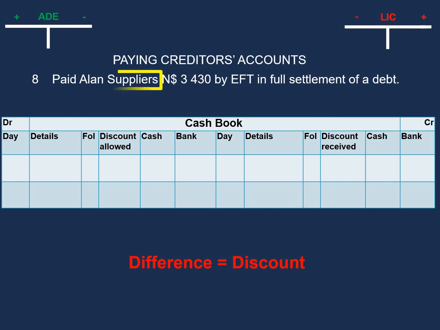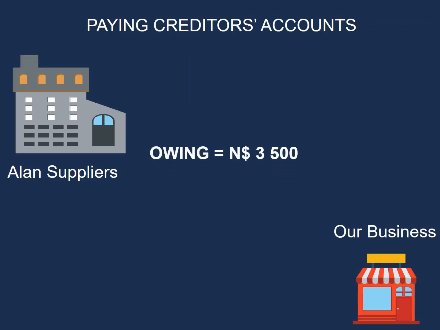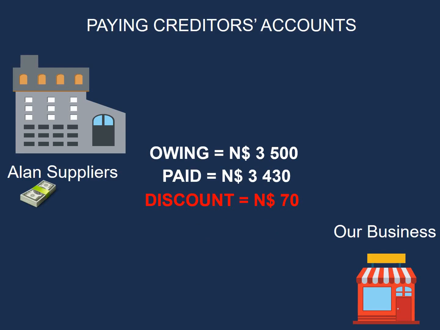So the two accounts we have is Allen Suppliers and bank. So now we owe Allen Suppliers $3,500, and after 8 days we pay our account. So the difference between the amount owing and the amount paid, that will be our discount.